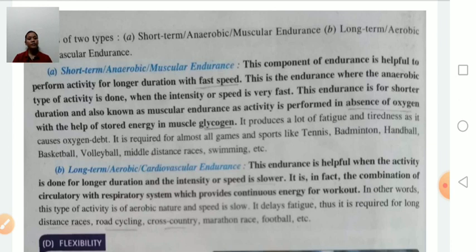It is also required for almost all games and sports. Short-term endurance is required for games like tennis, badminton, handball, volleyball, swimming, etc. Short-term endurance helps to develop your anaerobic endurance, and anaerobic means the ability to do an activity in the absence of oxygen. In short-term endurance, you do the activity with your maximum speed for a shorter duration.